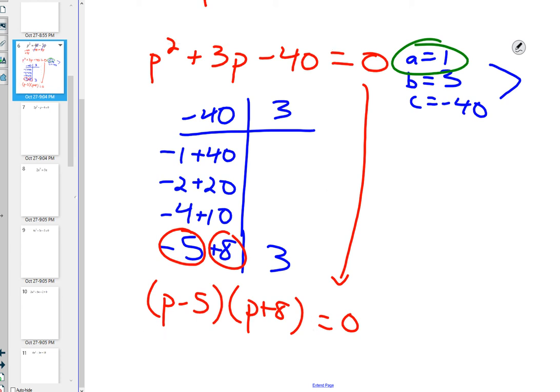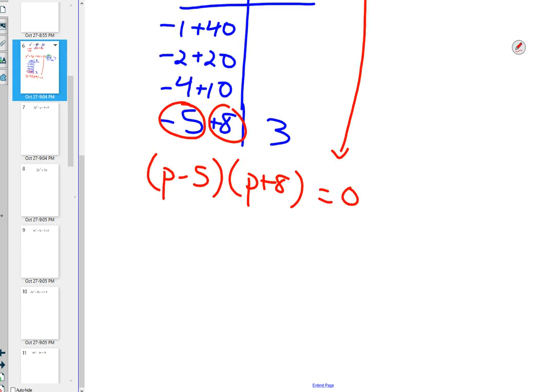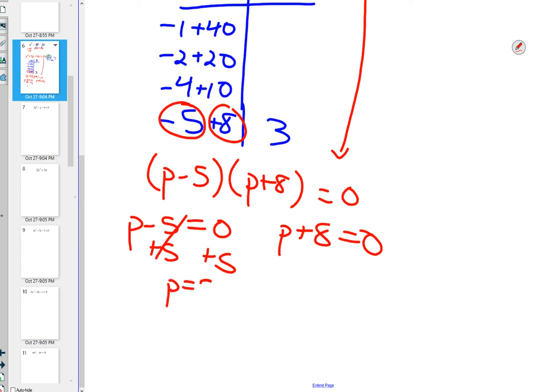What does the next step say to do after we factor? Yeah, now that we know what our factors are, make each factor equal to 0. P minus 5 is equal to 0. P plus 8 is equal to 0. And then solve each one. Josh is an excellent solver. Need some help, let him know.